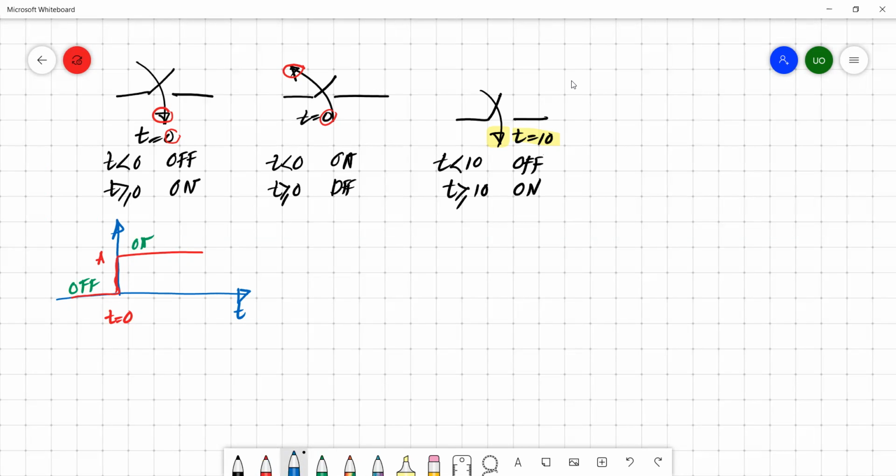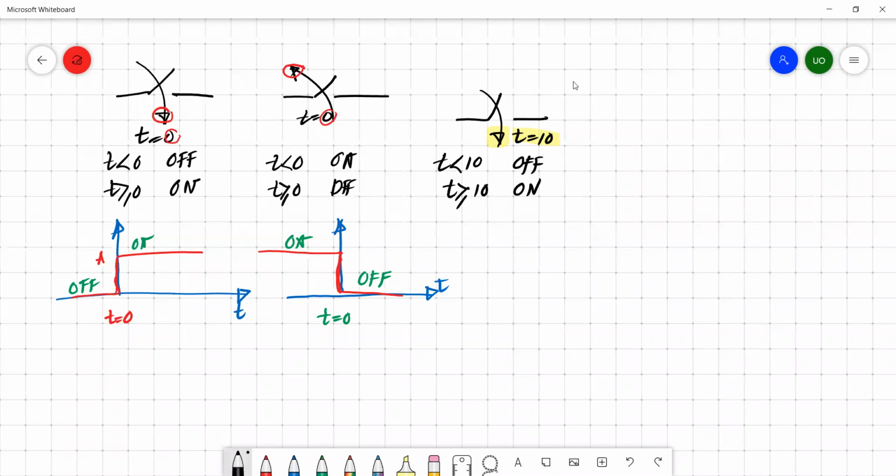Similarly, you can map the operation of the other switch like this. This is t equals 0. Until t equals 0, this switch was in the on state, and at t equals 0 it jumps to the off state. This is the graphical representation of the operation of the switches. We can replace this graphical representation using the unit step.